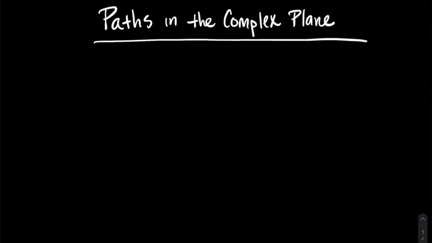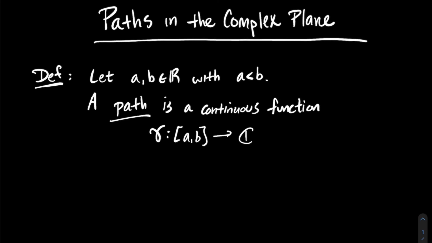This is a short video about paths in the complex plane. So our first definition: if I've got two real numbers, a and b, where a is less than b, a path is going to be a continuous function. We'll talk about what continuous means later. So gamma is the notation for our function here.